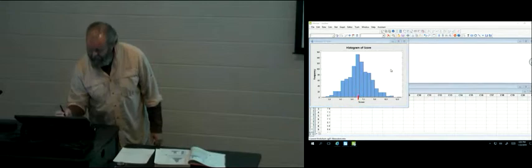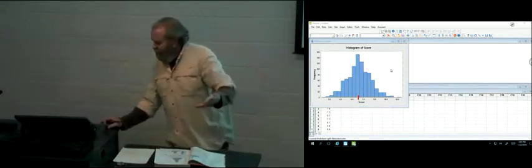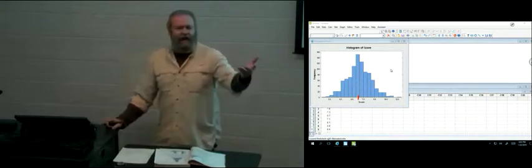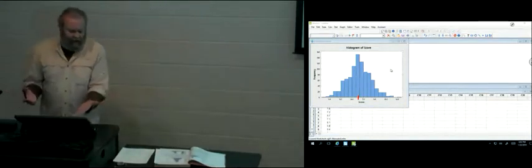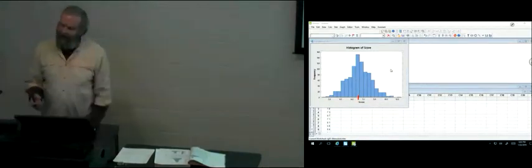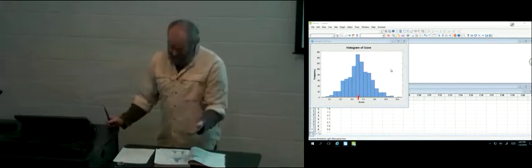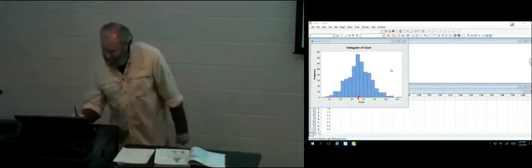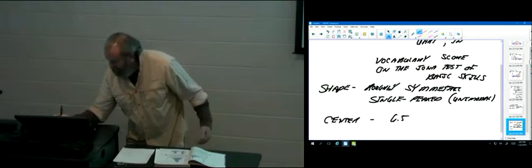I'm thinking somewhere here. In other words, it looks to me like my center is somewhere around 6.5 to 7. And I wouldn't even hold you to that. I'd have been good if you told me from 6 to 7.5. Remember, we're eyeballing it. But it's somewhere between 6.5 and 7. So the center is 6.5.